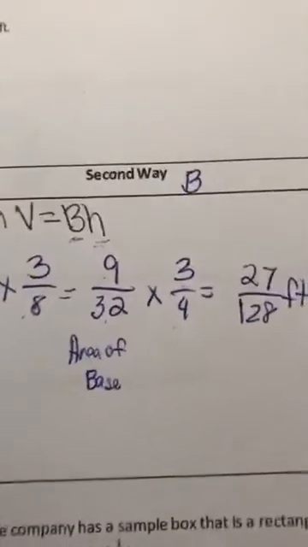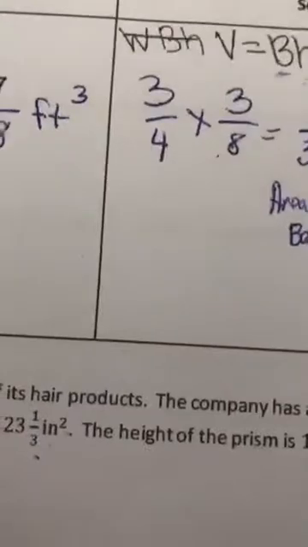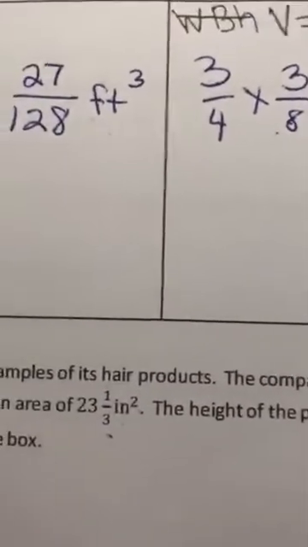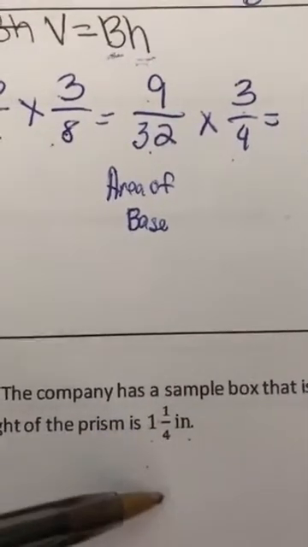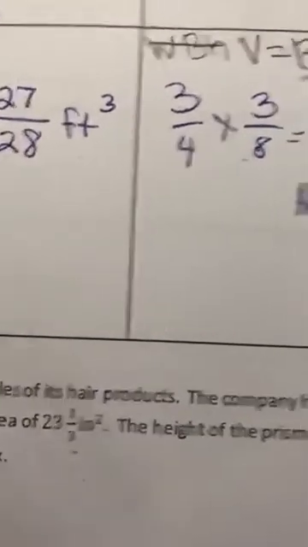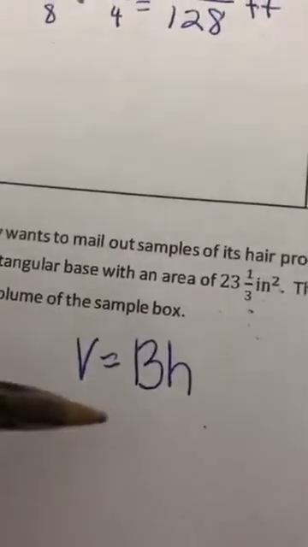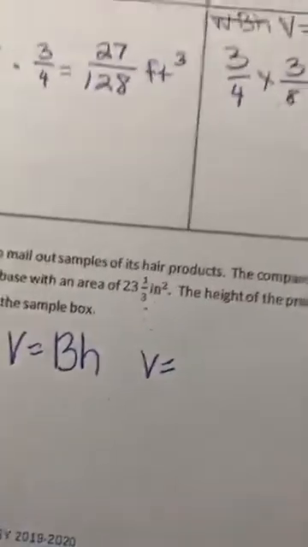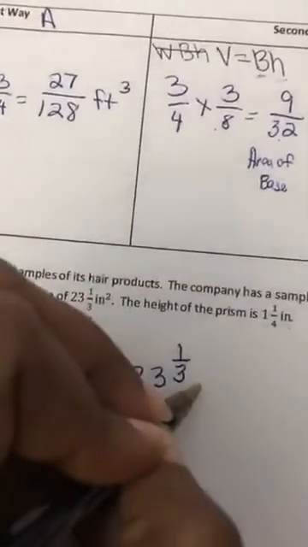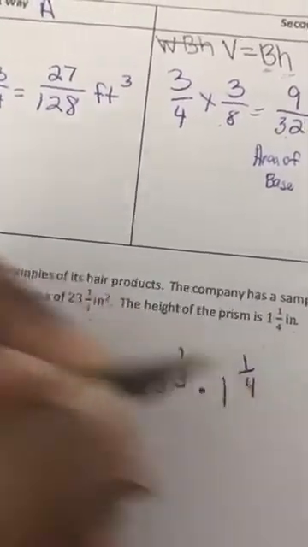All right, it is B because they give us the area of the base, which is 23 1/3 inches, and then they give us the height, 1 1/4 inches. All right, so we have to multiply the area of the base times the height, which is formula B. So the volume equals BH. Big B, I refer to as big B, which is the area of the base times the height. Okay, so the volume equals the area of the base, which is 23 1/3, and I'm going to put my units in at the bottom, times 1 1/4.